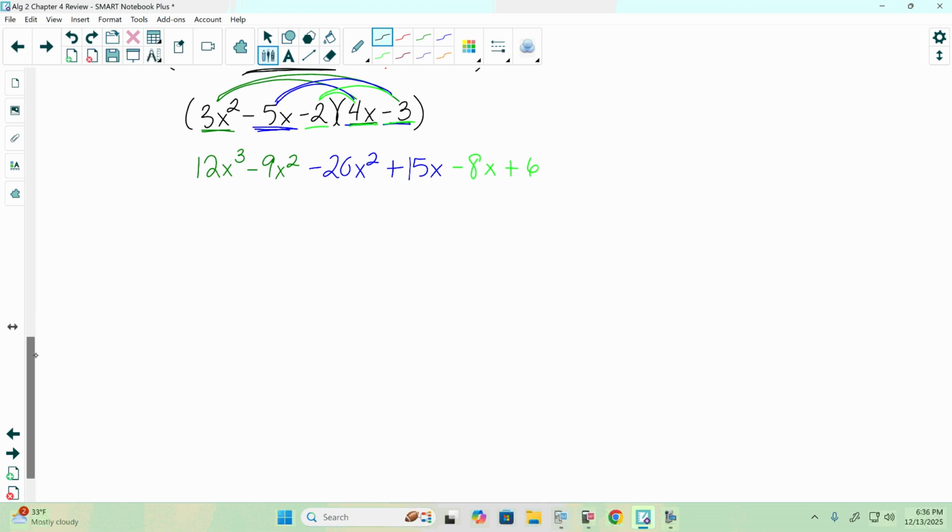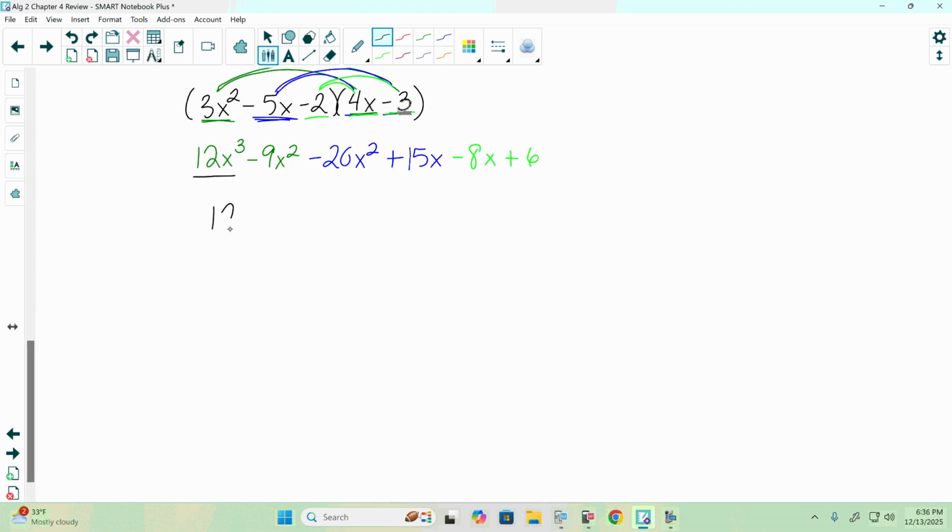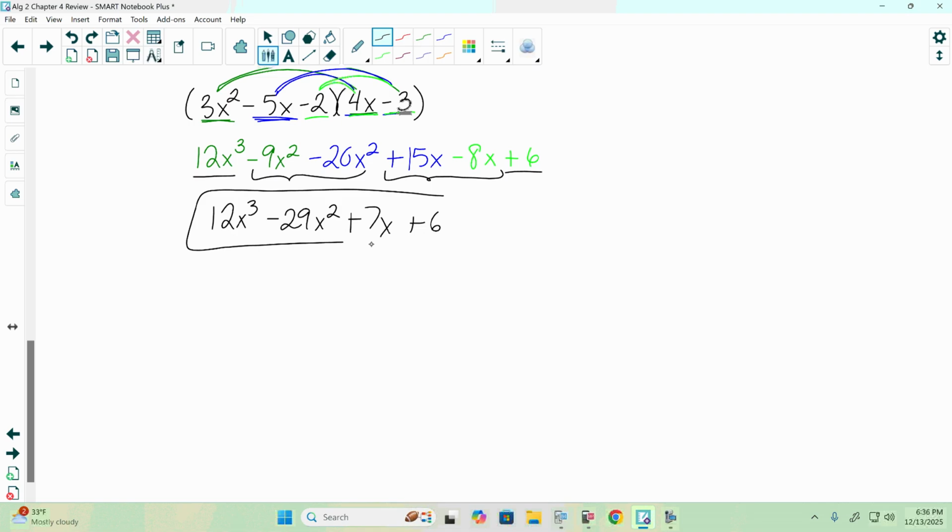Now we're going to finish with combining our like terms. 12x cubed does not have any like terms. Negative 9x squared and negative 20x squared. Negative 9 minus 20 is going to be negative 29x squared. And our next term is our x terms, 15x minus 8x. 15 minus 8 is going to be positive 7x. And then our constant term is by itself, so we just add it on, giving us plus 6. Telling us that it's 12x cubed minus 29x squared plus 7x plus 6. And that's it.